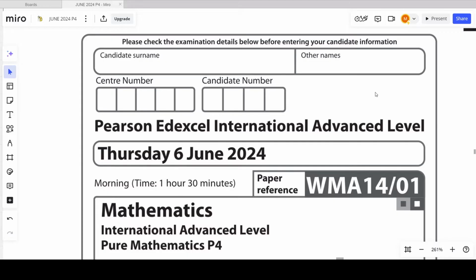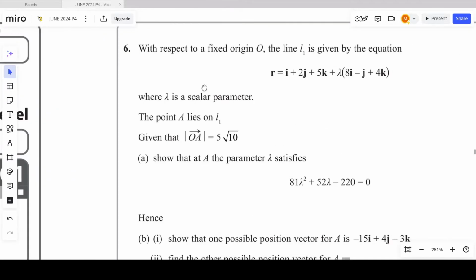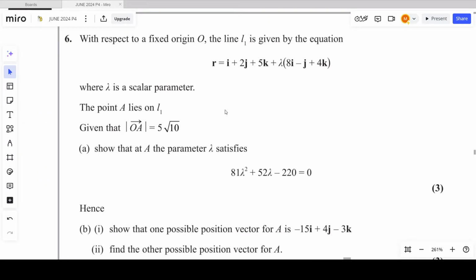In this video we will be solving question number 6 of the June 2024 P4 paper. So let's get started. In question number 6, basically this is the second vector question. In past papers of P4, it's very rare to see two questions from the same vectors chapter. This is the only recent paper where you can see two questions from vectors on the same paper. So let's see what they have asked in this question number 6.